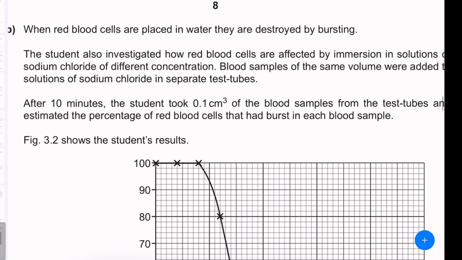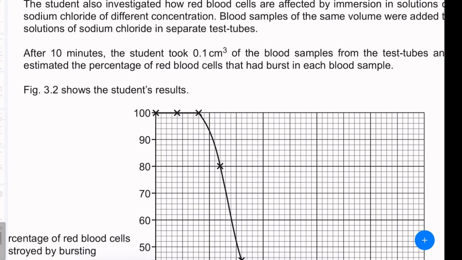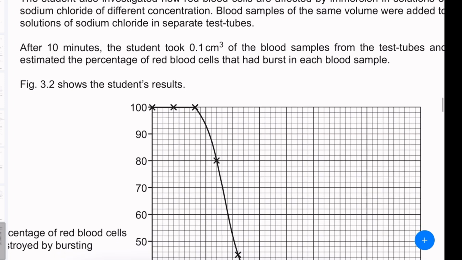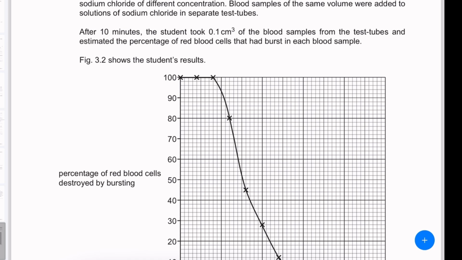Moving on, we have when red blood cells are placed in water, they are destroyed by bursting. The students also investigated how red blood cells are affected by immersion in solutions of sodium chloride of different concentrations. Blood samples of the same volume were added to the solutions of sodium chloride in separate test tubes. Interesting. So after 10 minutes, the student took 0.1 centimeters cubed of blood samples from the test tubes and estimated the percentage of red blood cells that had burst in each sample.